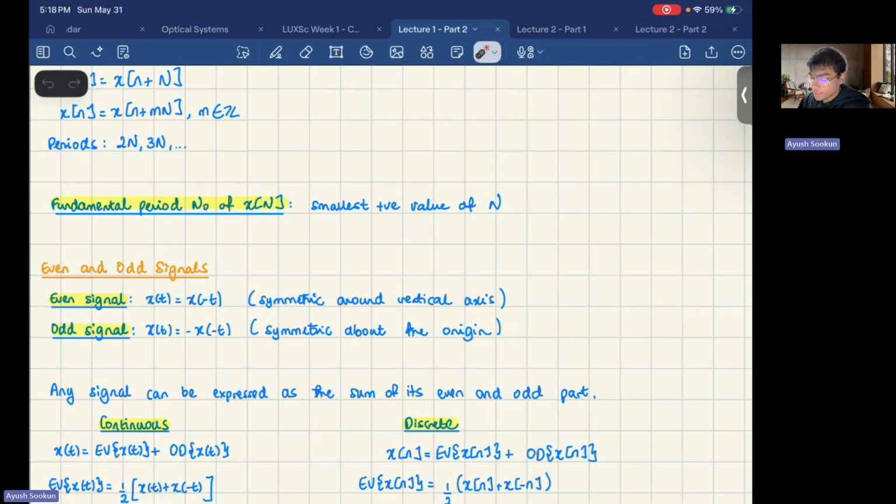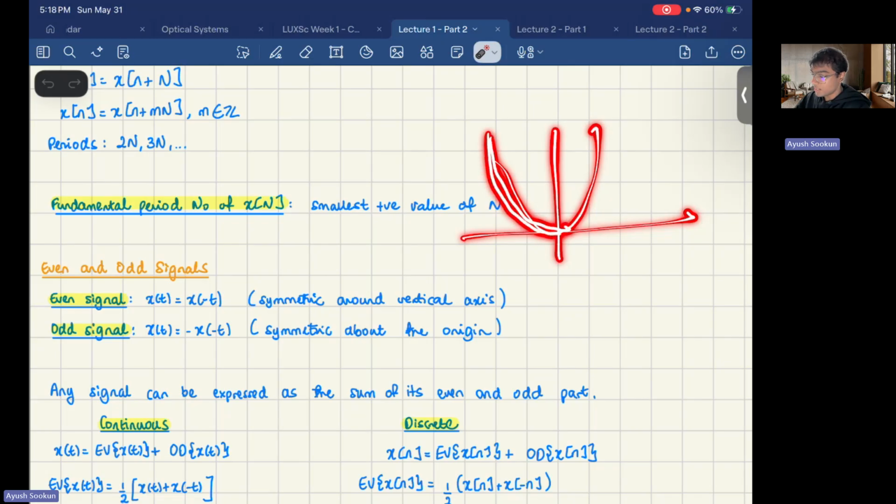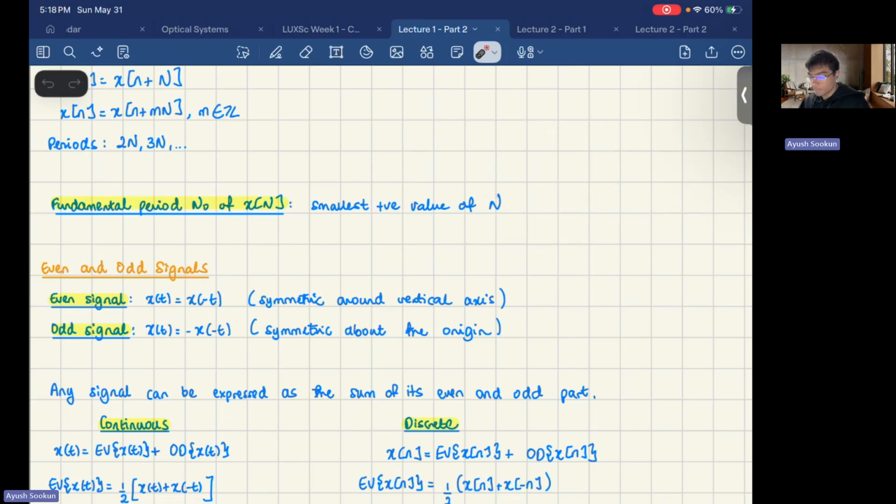Okay, so we've got even signals and odd signals. This is the definition of an even signal. If you take the signal and put it through a mirror around the y-axis, the signal remains unchanged. You have an even signal, like a parabola. It's symmetric. You have this, you have this. If you flip it, nothing changes.